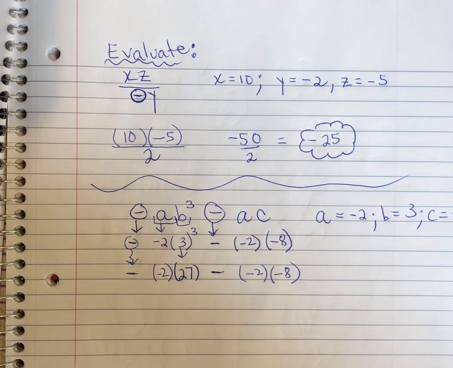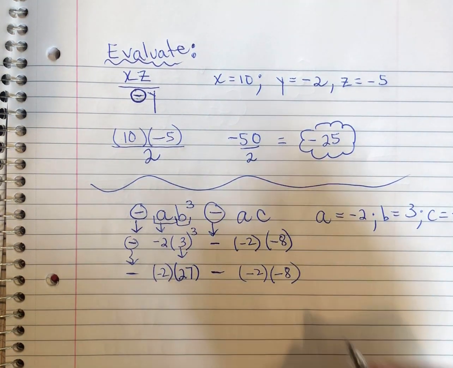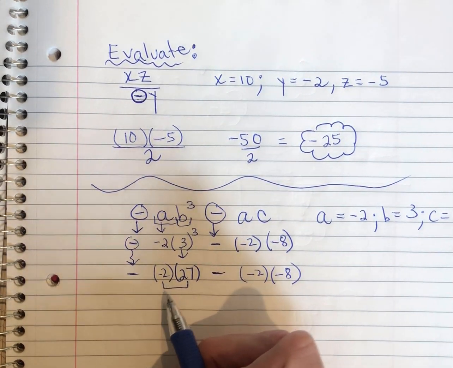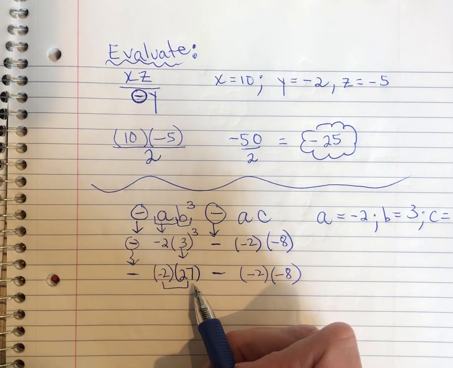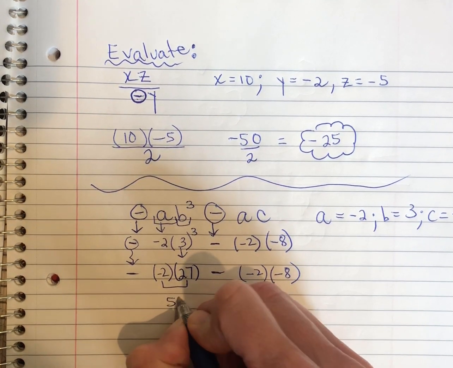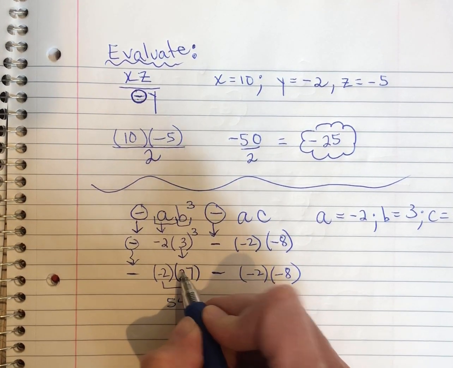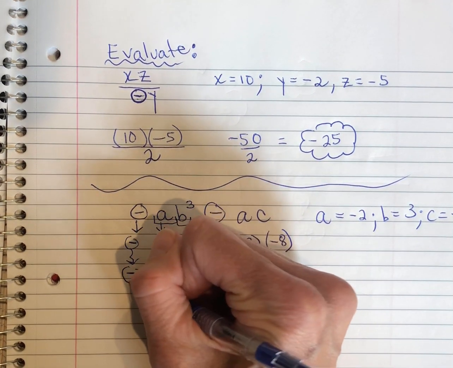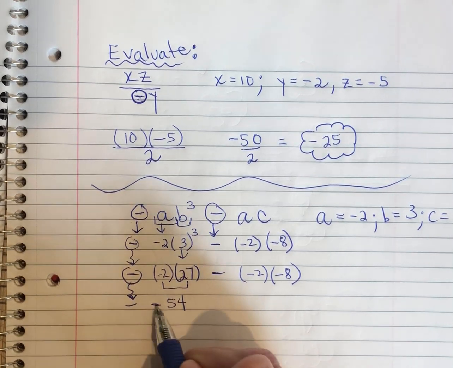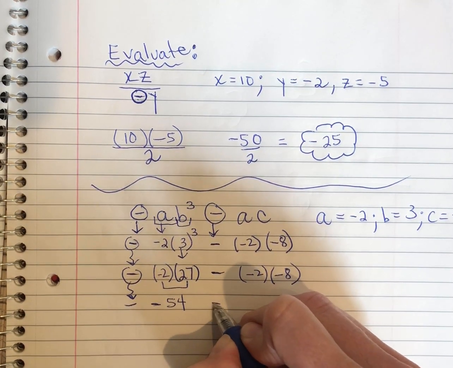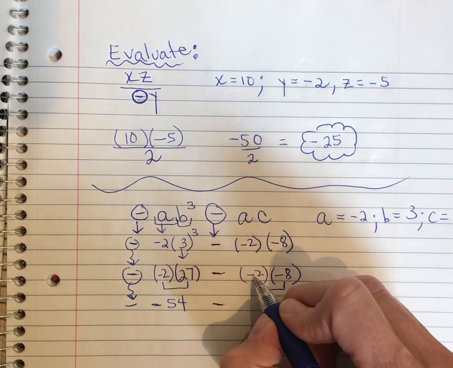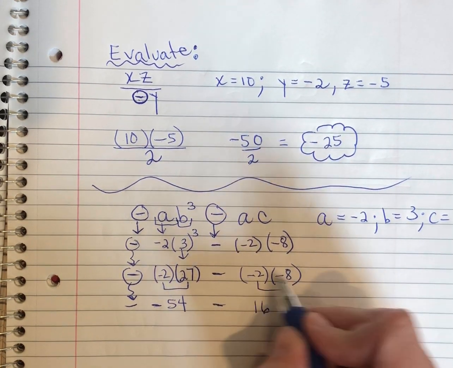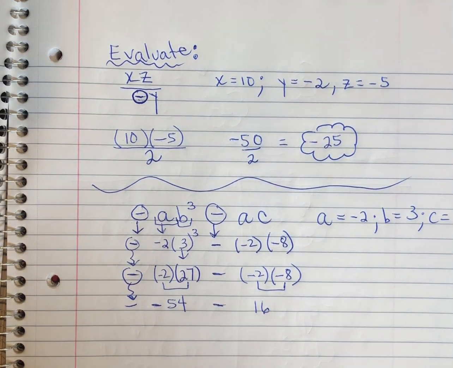Okay, now we can tackle the multiplication. So 27, excuse me, times 2 is 54. The opposite of a positive makes it a negative. Don't forget to drop this guy down. Oh, that's weird. We'll deal with it. Minus 2 times 8 is 16. And the opposite of a negative makes it a positive.